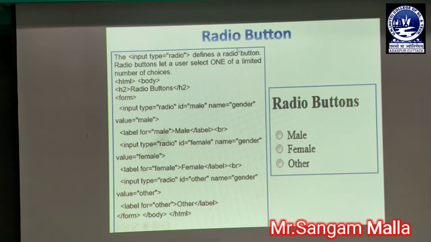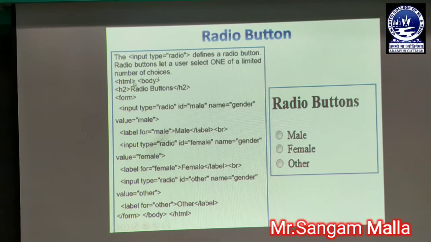Now we will be moving to another element, that is the radio button. The input type radio defines a radio button. That means whenever we specify type equal to radio in the input element, at that time we are defining a radio button. A radio button lets a user select one of a limited number of choices. That means when we have a number of choices, we can only go for a single choice by using the radio button. So we can implement the program over here. The source code is written over here and the reflection is here.